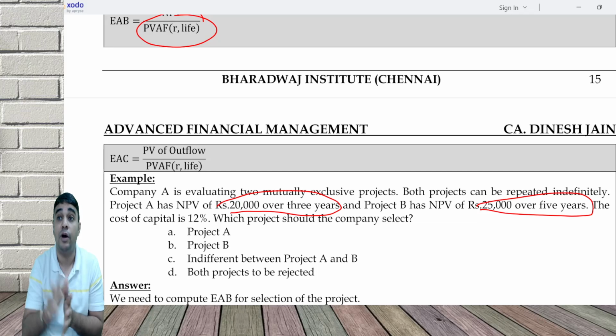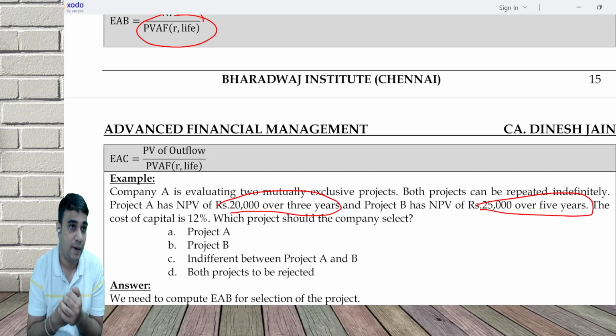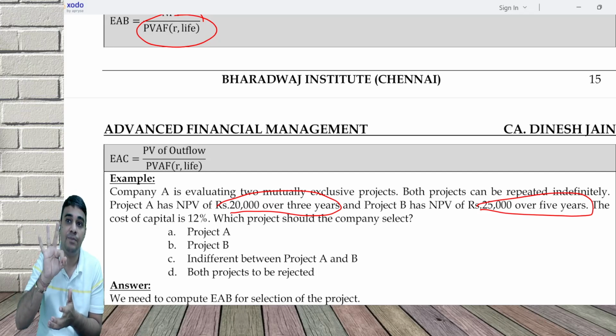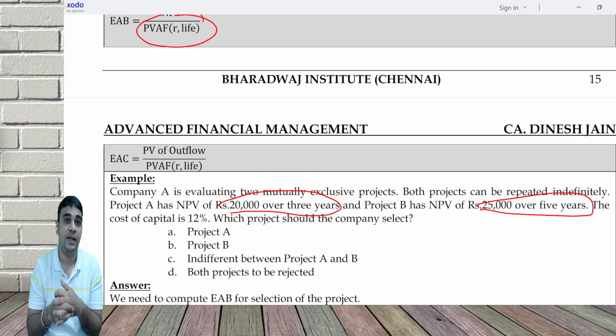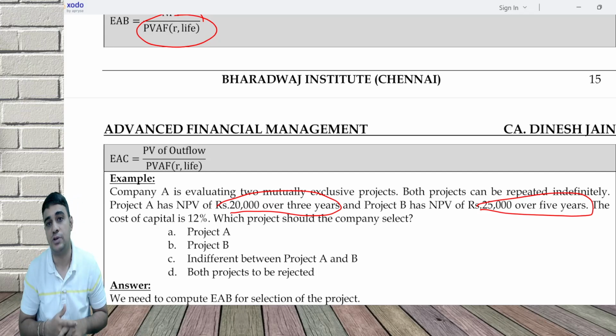Project A would have repeated 5 times in 15 years and earned 5 into 20,000. Project B would have repeated only 3 times in 15 years and would have earned 25,000 into 3. So that is why just the absolute amount is of no use.